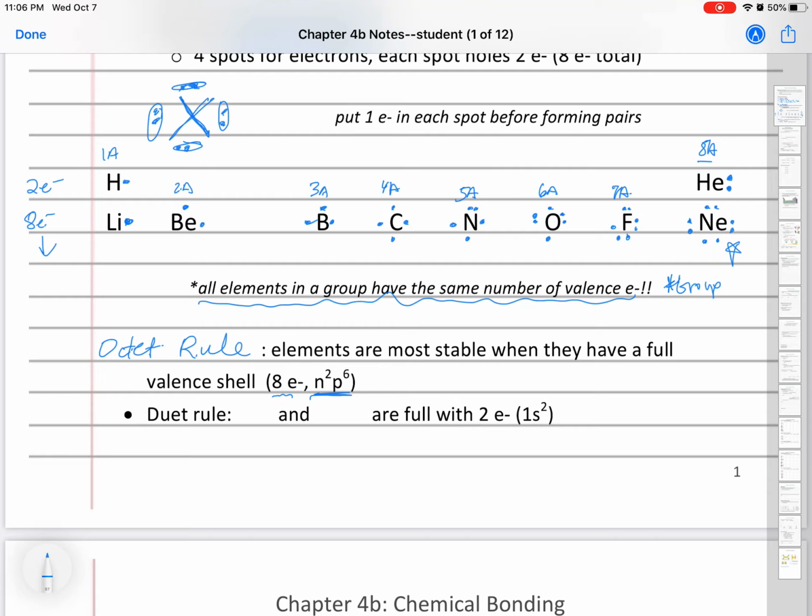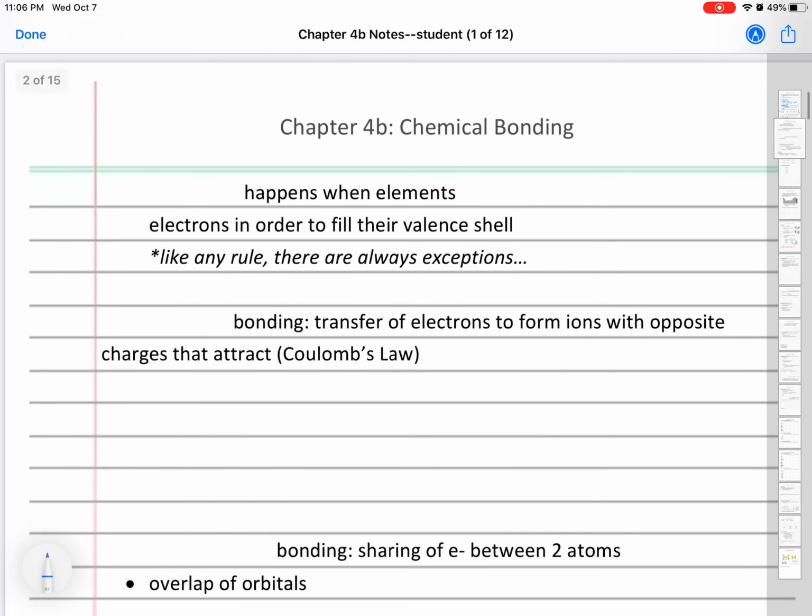All right, transition elements are sort of an exception. The duet rule applies to hydrogen and helium because they're both full with 2 electrons because they only have a 1s2 orbital. All right, so these valence electrons and the octet rule, they basically govern bonding. And bonding happens when elements either gain or lose or share electrons in order to fill their valence shell. And we saw that when we defined covalent and ionic bonding. So ionic bonding involves gain and loss of electrons, and covalent bonding involves sharing of electrons.